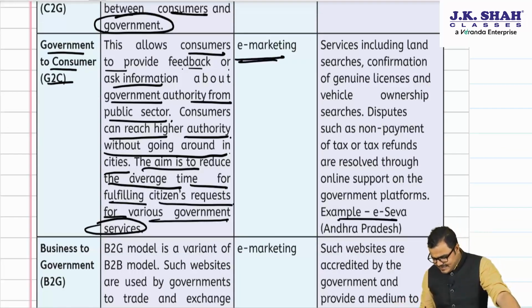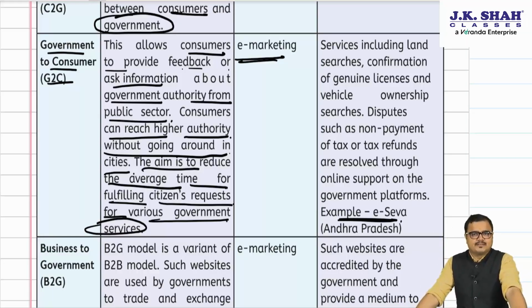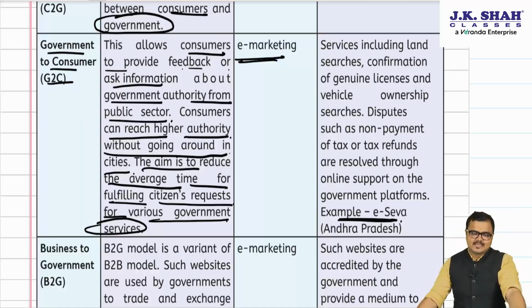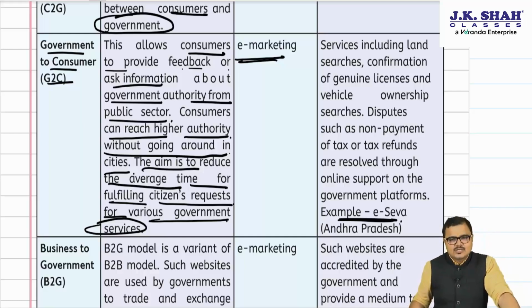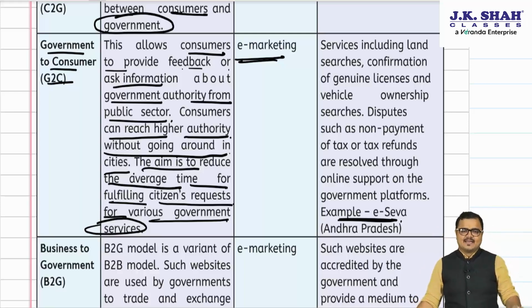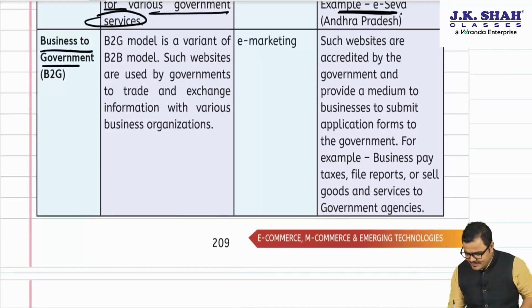Generally we know that e-Seva from Andhra Pradesh and e-Dhara from Gujarat are the best examples of those portals where the government can provide all the information to the citizens so that the citizen does not require to visit government offices. Every piece of information will be available to them with just one single click. Am I very clear to you? Yes, sir. Next one, B2G, business to government.